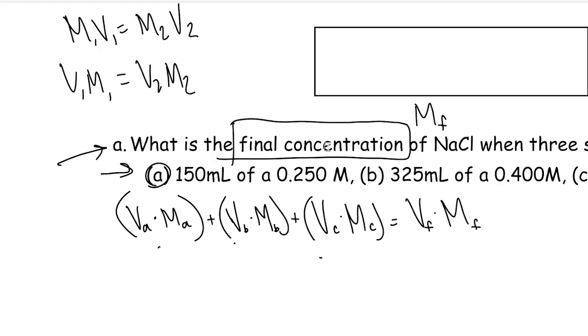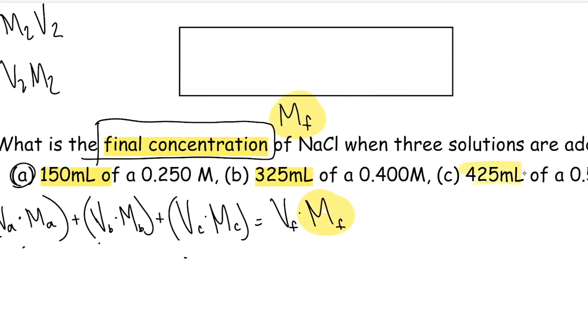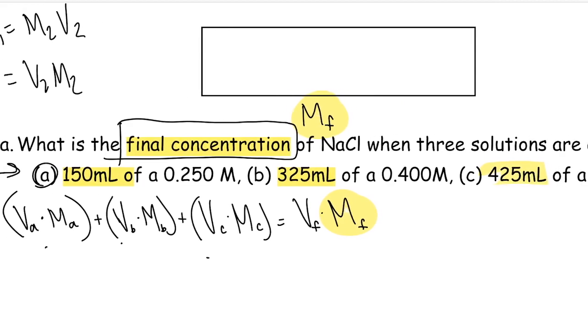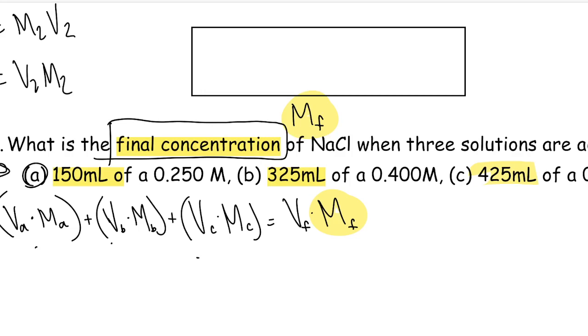So I've already identified that the final concentration that it's asking me for, I'm going to call my final molarity, which means that that is the only variable that can be missing when I plug all of this into the equation. So it's important to note that volume is additive in the sense that if I add 150 milliliters of something plus 325 milliliters of something else, and 425 milliliters of a third thing, my final volume can be found just by adding those three things together, not taking anything else into account.